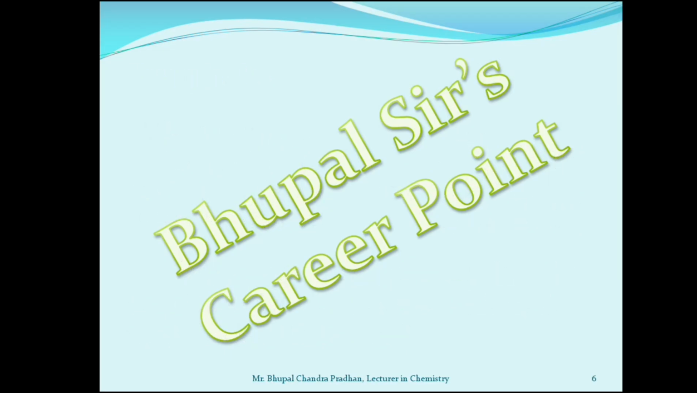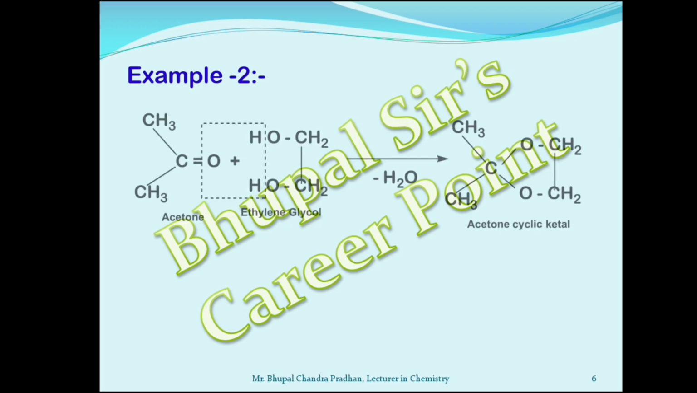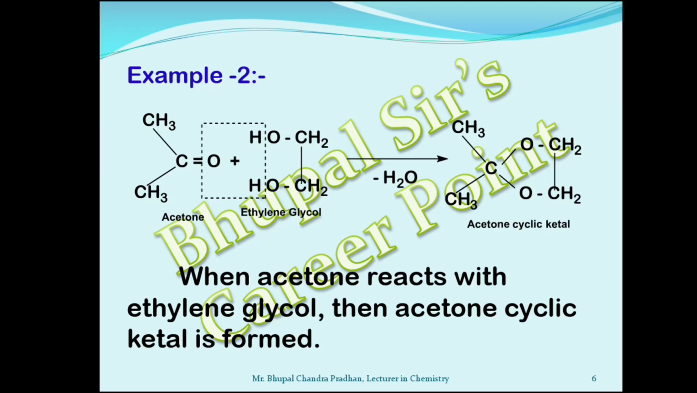Now, come for example 2. When acetone reacts with ethylene glycol, then what happens? When acetone reacts with ethylene glycol, a water molecule is eliminated from the two H of the two OH groups of ethylene glycol and the O of the carbonyl group of acetone, and then we get acetone cyclic ketal. So in the statement we have to write down, when acetone reacts with ethylene glycol, then acetone cyclic ketal is formed.